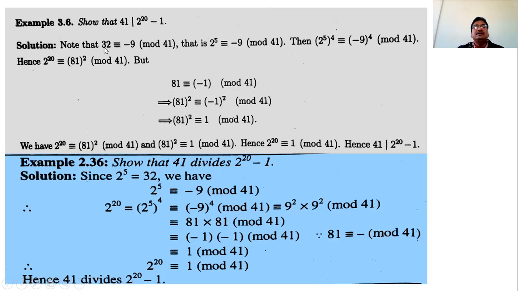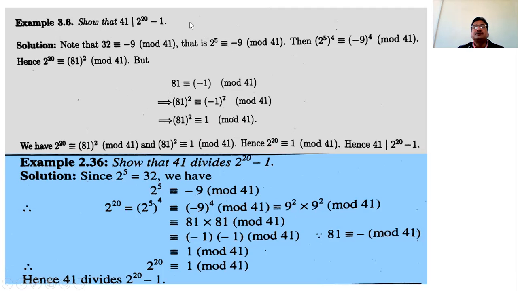We find these two numbers such that this number is congruent to that number modulo 41. That is, take some number here and some number there, and we try to write that their subtraction is divisible by 41. That is, 2 raised to 5, which is 32, is congruent to minus 9 modulo 41.